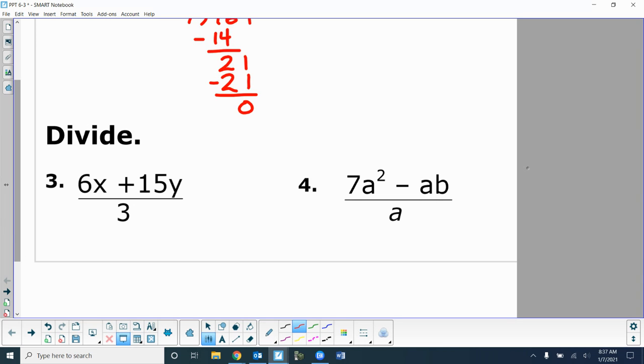What's 6x divided by 3? 2x. What's 15y divided by 3? 1y. Simple, right? What's 7a squared divided by a? What's negative ab divided by a?